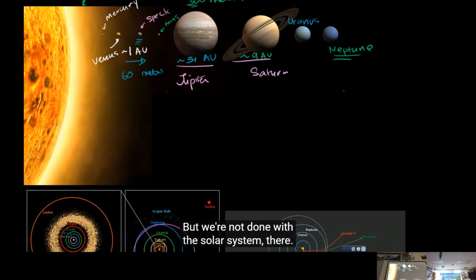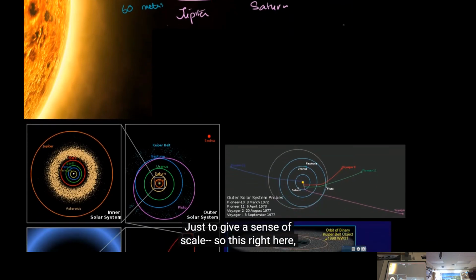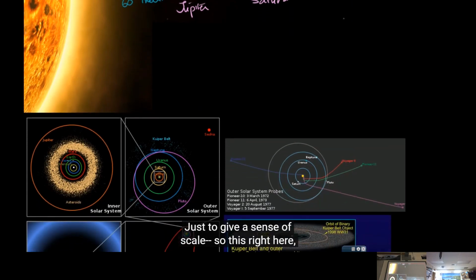But we're not done with the solar system there. Just to give a sense of scale, this right here, that's the sun. And each of these planets are actually narrower than these orbits. So they just draw these orbits here, but you wouldn't actually even see the actual planets at this type of scale. But this is one astronomical unit right over here, the distance from the sun to the Earth.